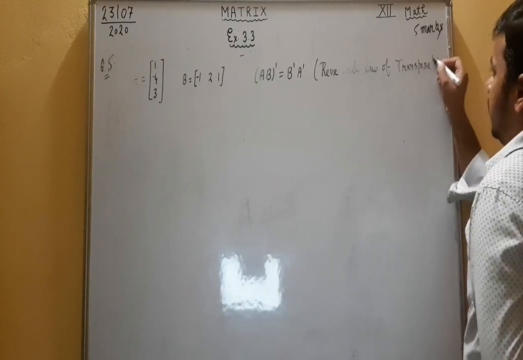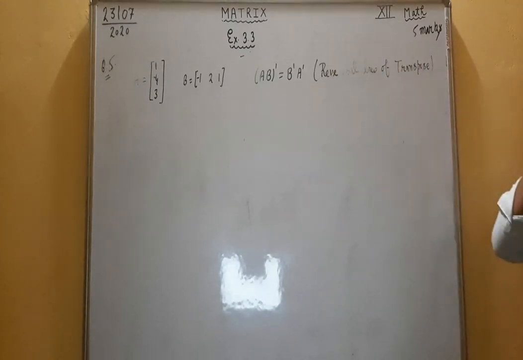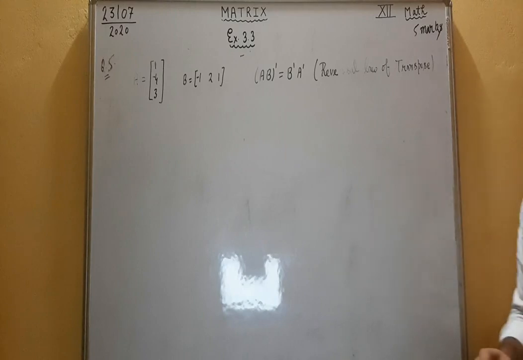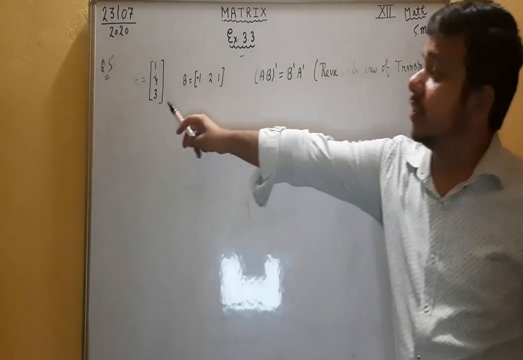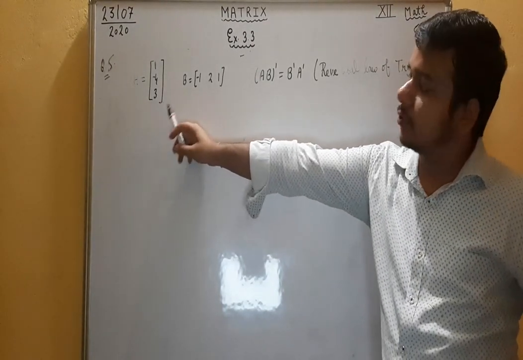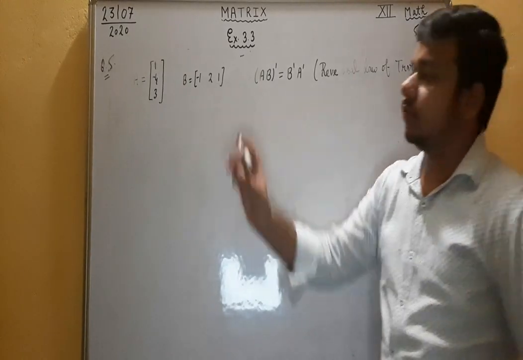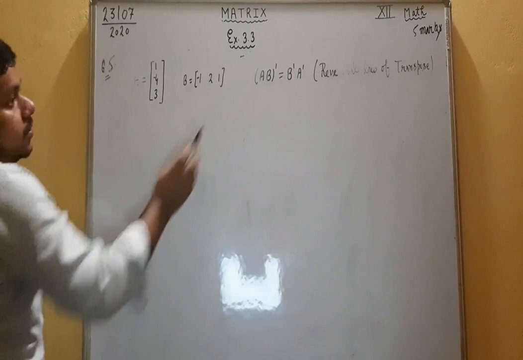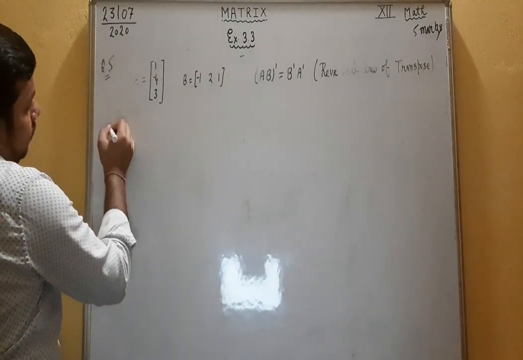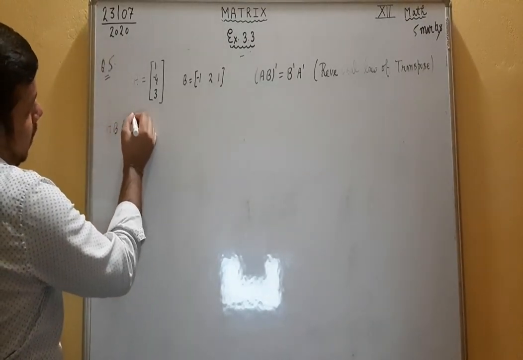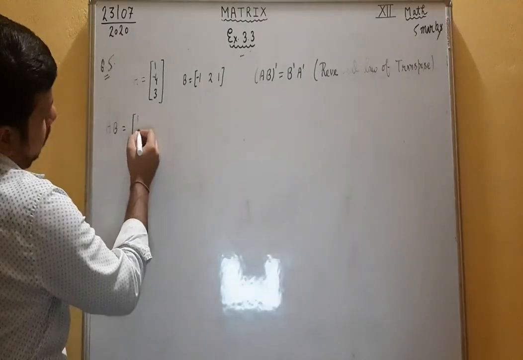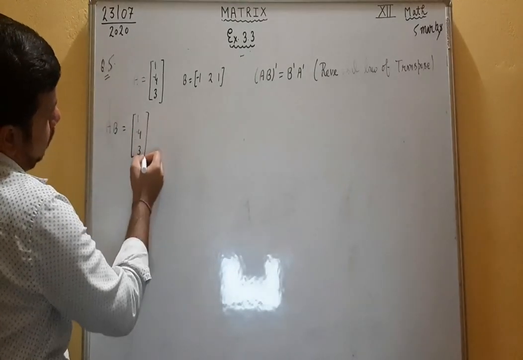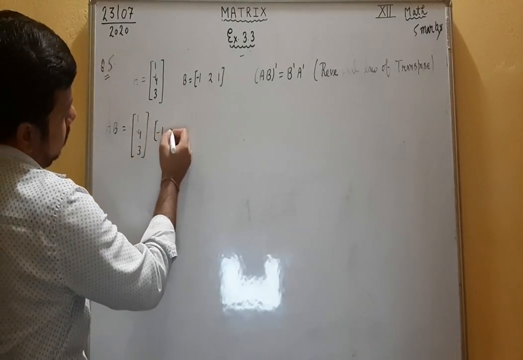Right? This is called the reversal law. We have to verify this law by using these two matrices, A [1, minus 4, 3] and B [minus 1, 2, 1]. Let us verify. For verifying this law, first of all we have to find the value of AB.